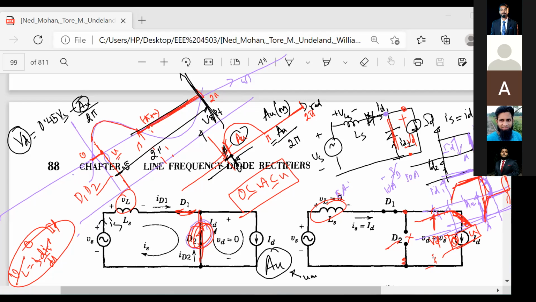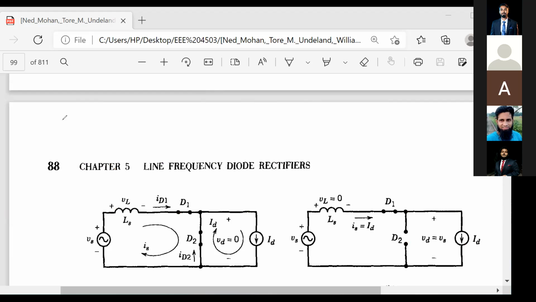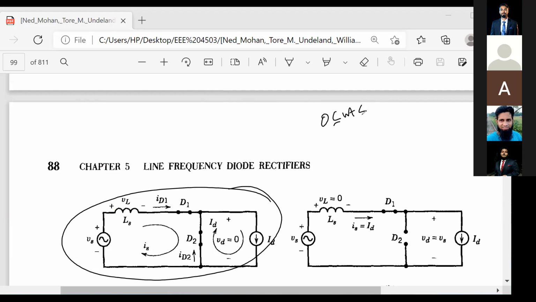And also with that one, we can probably find out the expression of U. I am trying to do that. Suppose in this circuit, commutation is going on. Commutation will be going on during this period.